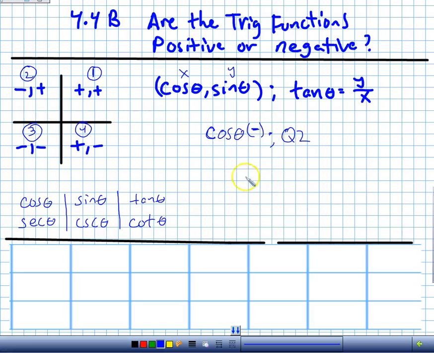All right. Well, what about cosine in quadrant 4? Once again, you take a look at the x value of the coordinate point, and in quadrant 4, cosine is positive.